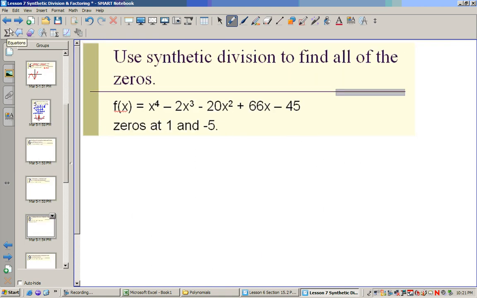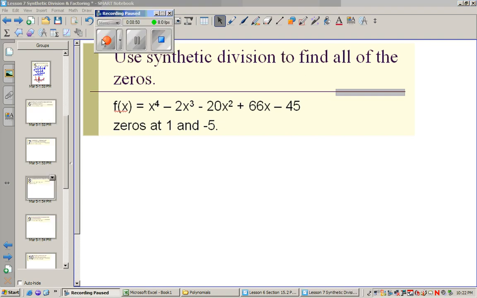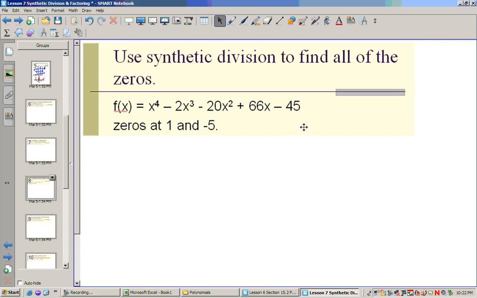All right, now this one, try this one on your own and see if you can write this out. Find all the zeros, write it out as a product of linear functions, and then graph it. All right, so now hopefully you're done.